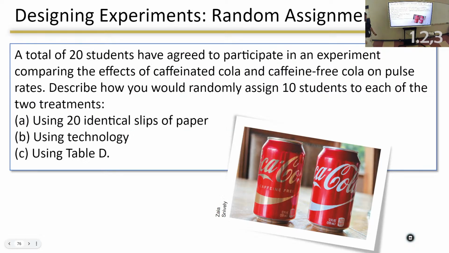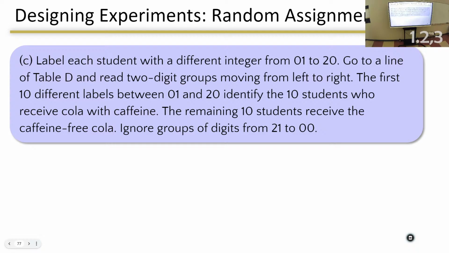And then table D, number the students 0, 1 through 20. Number them from 0, 1 to 20. The first 10, and so on. Label each student from 0, 1 to 20. Go to a line of table D. Read 2-digit numbers moving from left to right. The first 10 different labels between 0, 1, and 20. Identify the 10 students who will receive the cola with caffeine.